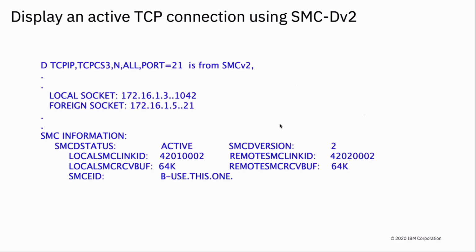In fact, it's B-USE.THIS.1 that is the one I used in my testing. So the Netstat ALL display is enhanced to tell you what SMC version you're using, and if it's version 2, which EID was used to establish the SMC connection.